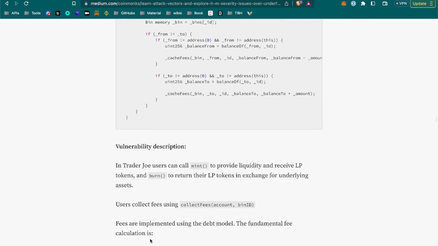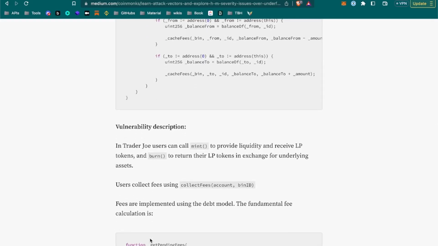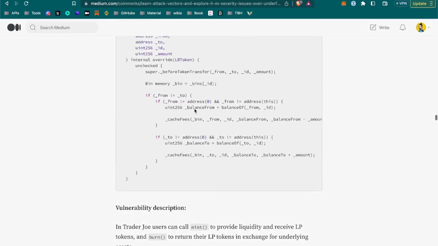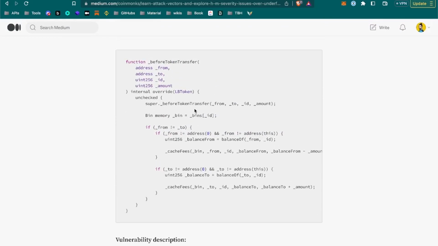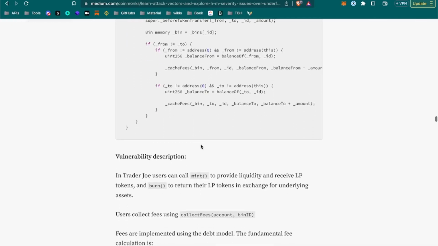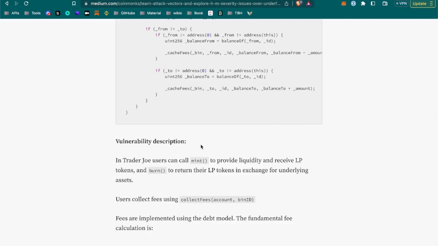I'm going to go a bit into it. However, this is the whole idea. This case is not going to be repeated generally in other projects because it's very specific. But let's go through it and see what happened.